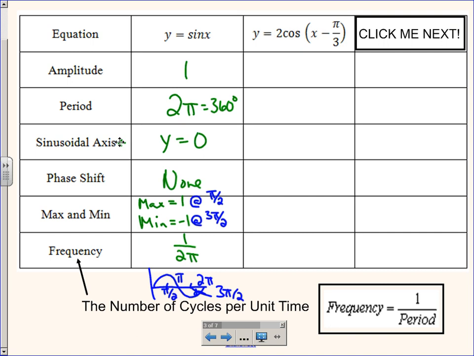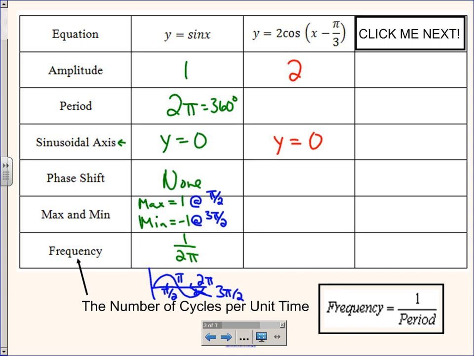y equals 2 cos(x minus pi by 3). So how does that change things? Well, now we've got a 2 in front. So that 2 is going to affect the amplitude. So now the amplitude is 2. Notice though there's no shift up or down. A shift up or down would happen at the very end, right? A plus 7 or a minus 85 at the end of the whole equation. So there was no shift, which means our sinusoidal axis is still y equals 0.